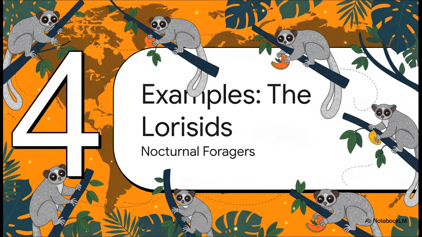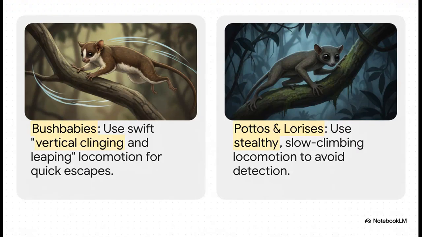Now, lemurs are amazing, but they're not the only strepsirrhines around. For the other major group, we have to travel over to the mainland forests of Africa and Asia. Here we meet the lorisids, the quiet, nocturnal side of the strepsirrhine family. What's really cool about the lorisids is that they've basically gone in two completely opposite directions for survival. On one hand, you have the bush babies, who are all about explosive speed. And on the other, you have the pottos and lorises, who are masters of absolute stealth.